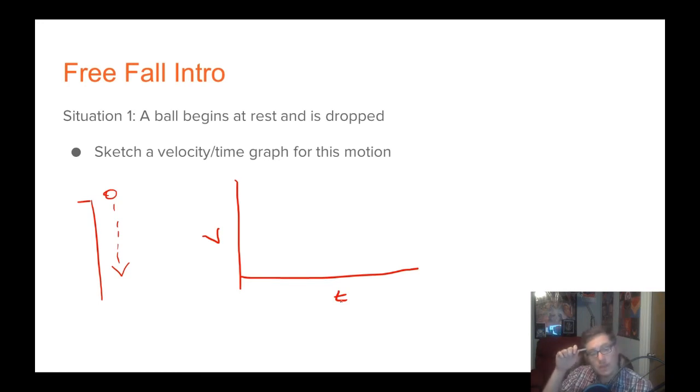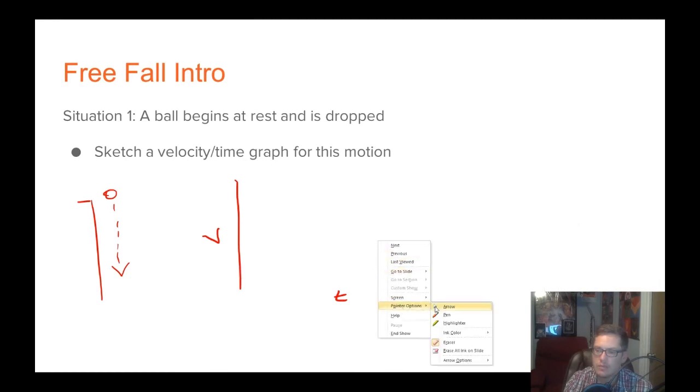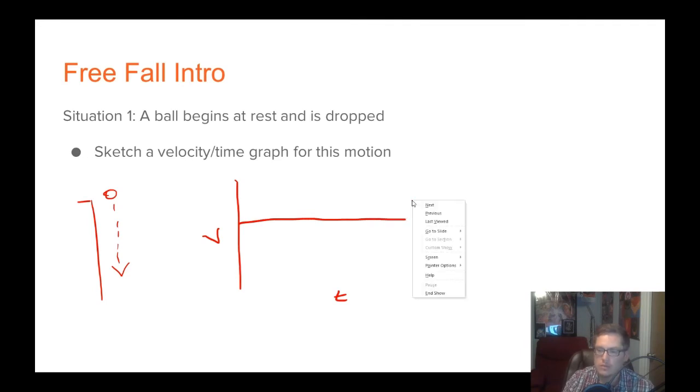So let's think about what's happening to our velocity. Our velocity began at 0. Maybe I'll redraw this. We're going to move this line up, make it a little easier on ourselves. So our velocity began at 0.